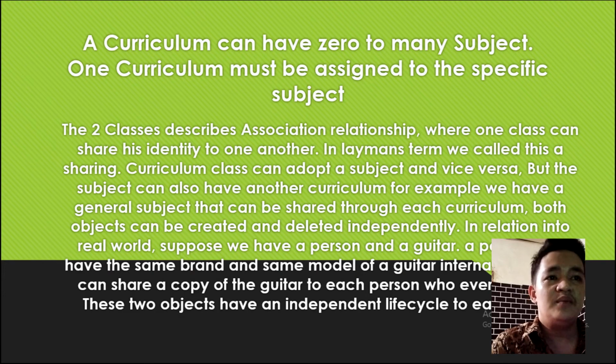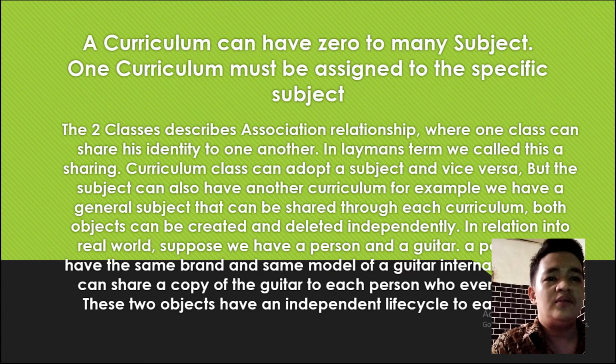The two classes describe an association relationship where one class can share its identity with another. In layman's terms, we call this sharing. The curriculum class can adopt a subject and vice versa. But the subject can also have another curriculum. For example, we have a general subject that can be shared through each curriculum. Both objects can be created and deleted independently.